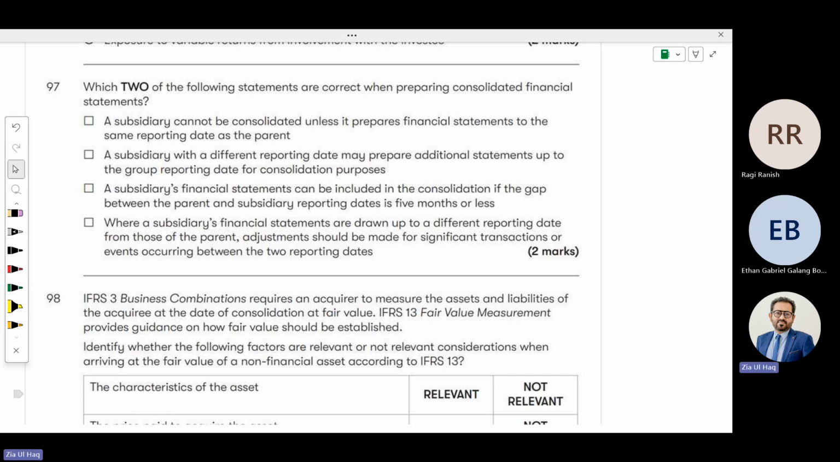Which two of the following statements are correct when preparing consolidated financial statements? A subsidiary cannot be consolidated unless it prepares financial statements to the same reporting date as the parent. No, we know year end could be different. A subsidiary with a different reporting date may prepare additional statements up to the group reporting date for consolidation purpose. Yes, if there is a gap period of 2 to 3 months, they need to prepare some additional. A subsidiary's financial statements can be included in consolidation if the gap between reporting dates is 5 months or less. No, 3 months or less. So D, where subsidiary financial statements are drawn up to a different reporting date from the parent's, adjustment should be made for significant transactions or events occurring between the two reporting dates. Because A and C are not right. 98, please.